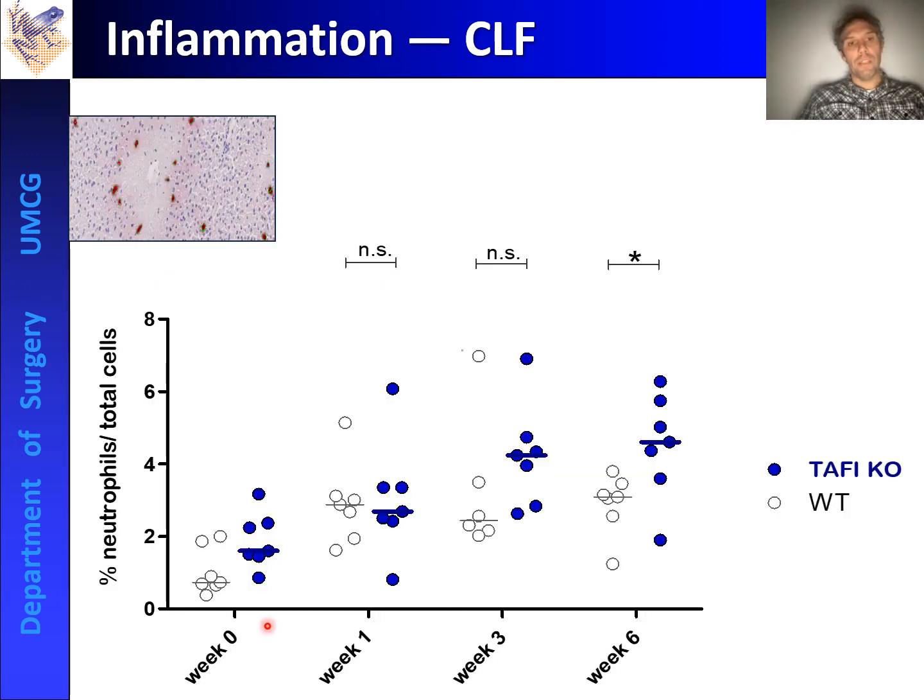So here again is your baseline. No difference between wild-type mice and TAFI knockout mice in terms of neutrophil influx at week 0. And then there's obviously an increase as more damage occurs, there's more inflammation. Not too much of a difference in the first 1 and 3 weeks, but at 6 weeks there's markedly more inflammation in terms of neutrophil influx in the TAFI knockout population compared to the wild-type mice.